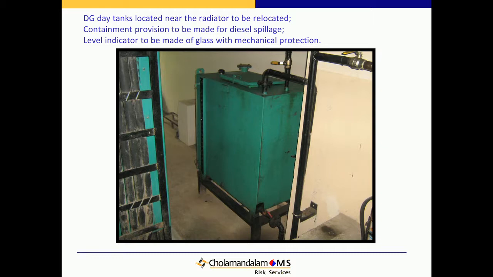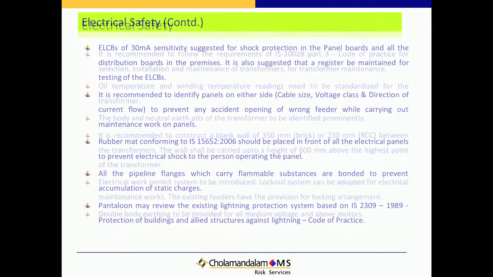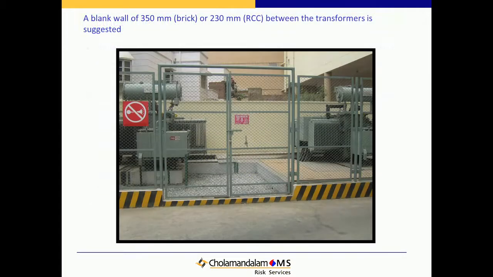Diesel, so you can see a lot of leakages, and DG tanks are located near the radiator, so any spark from the radiator can also affect that. Then electrical safety, I'll just show you photographs of it. So the transformer is kept there, but it is directly communicating with the buildings. In case of fire, that will directly affect it. It should be at a higher level, at least 1.5 meters above the tank.